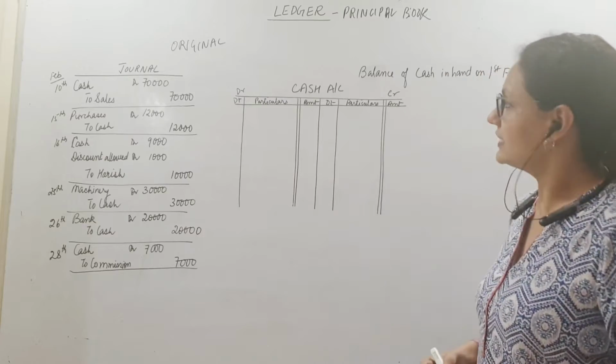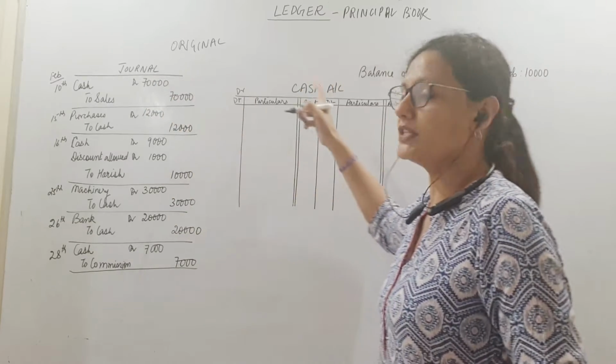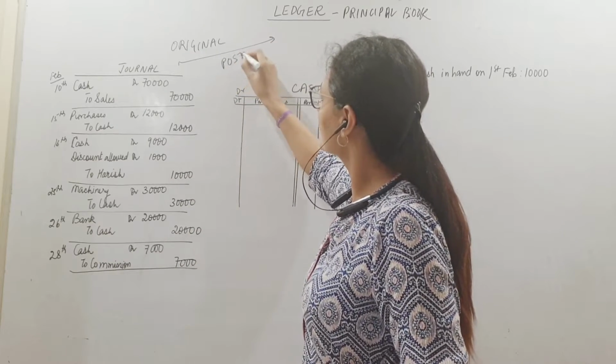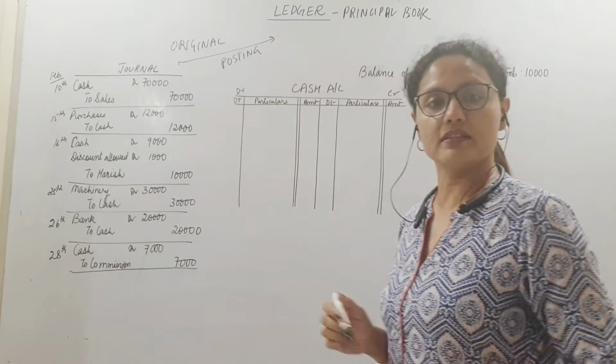Alright? So this act of transferring entries from the journal to the ledger is called posting. What is it called?